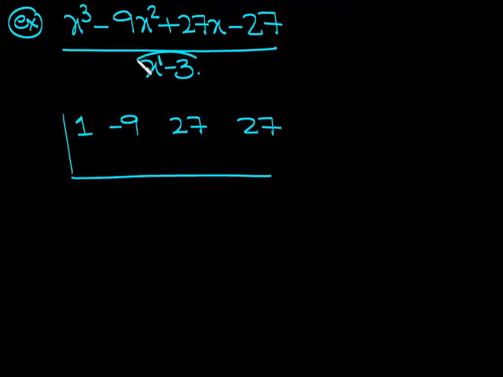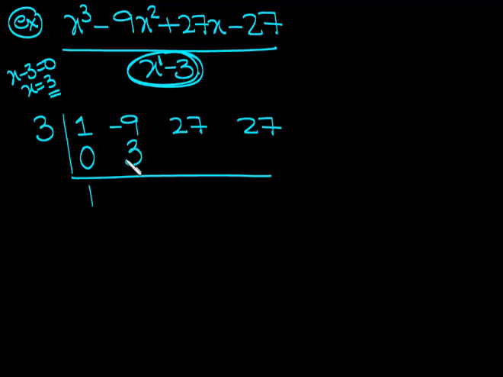I'm going to divide by the solution to this, or when this will be 0, which is 3. Because you have x minus 3 is 0, so you get x is equal to 3, so you're going to divide by 3. Okay, so I get 0 here, 1, 3 times 1 is 3. I get negative 6 when you add that column. 3 times negative 6 is negative 18. When you add that column, we get 9. 3 times, oops, this is a negative 27. 3 times 9 is 27. When we add that, we get 0.